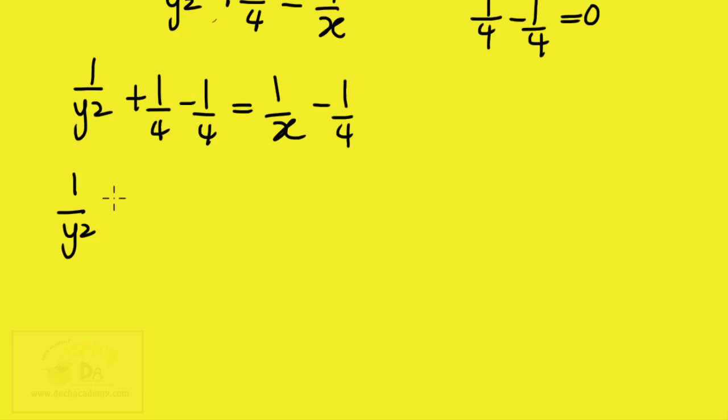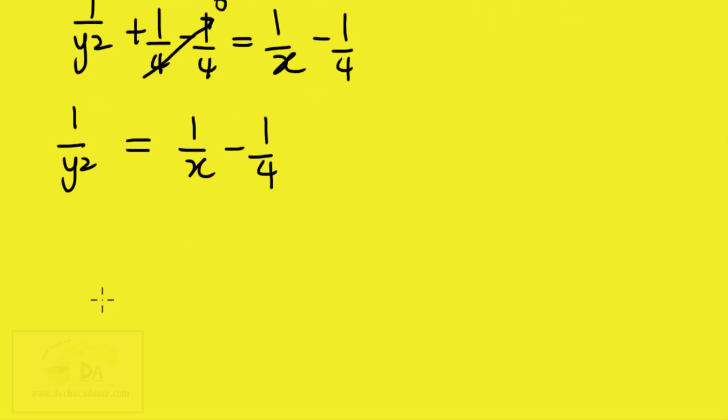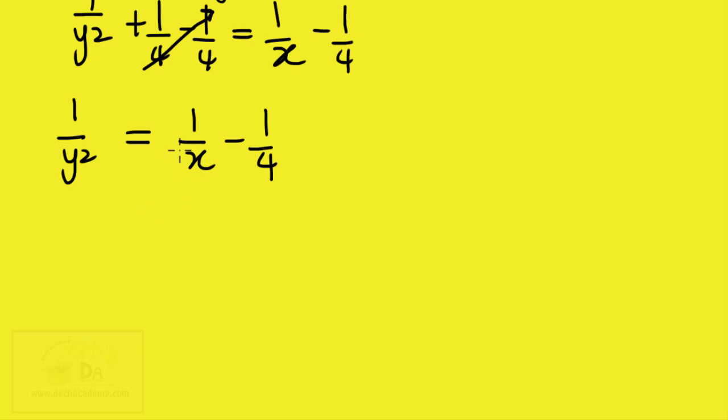Simplifying gives 1 over y squared. This goes to 0, so I'm just not going to bother writing 0, which is 1 over x minus 1 over 4. Now, a good next step would be to simplify this right hand side term, and you'll see why shortly. Simplifying 1 over x minus 1 over 4, so just carrying out this subtraction, is as follows.